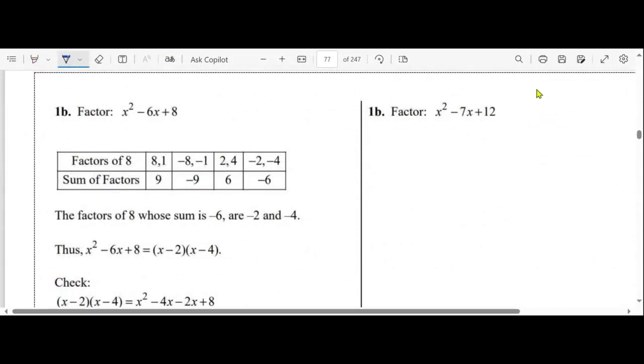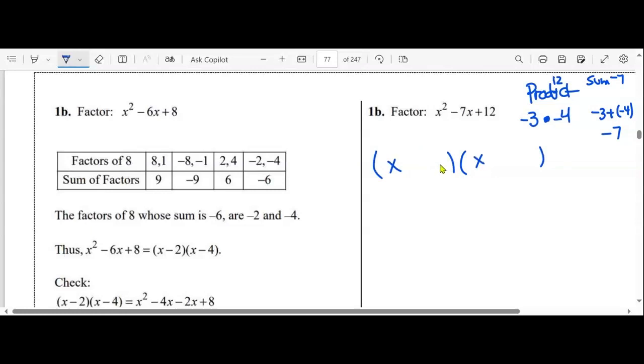What am I looking for the product of? The product of 12. And the sum has to be how much? Negative 7. So what are the two numbers? 3 and 4. What about the sign? Both of them negative. That's correct. Because if you add them, it will give you negative 7.